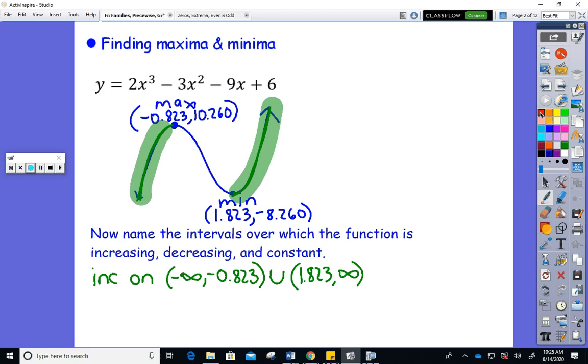This guy is decreasing in the middle. So this middle portion is where it decreases. And so I'm going to say, well, the left x coordinate is negative 0.823 and the right x-coordinate is 1.823. And this thing is never constant. Most polynomial functions, I'd say all polynomial functions, won't have portions that are constant. Most functions in general won't have portions that are constant.